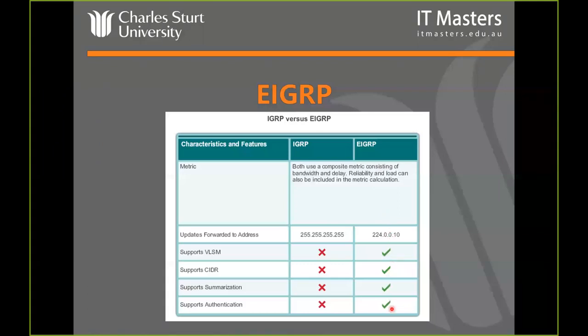As a rule, just leave it at defaults. And you can see EIGRP uses the next multicast address up from version 2, and again has the similar differences between IGRP and EIGRP as there is between version 1 and version 2, when we're talking about variable length subnet masking and sending subnet mask information.